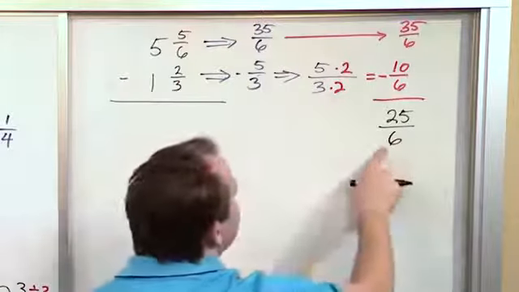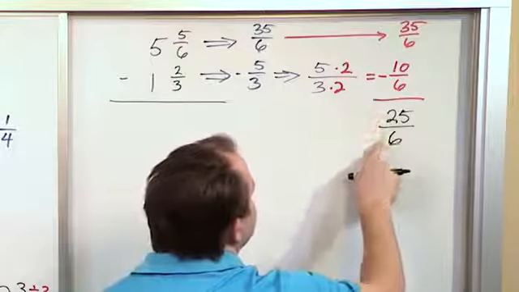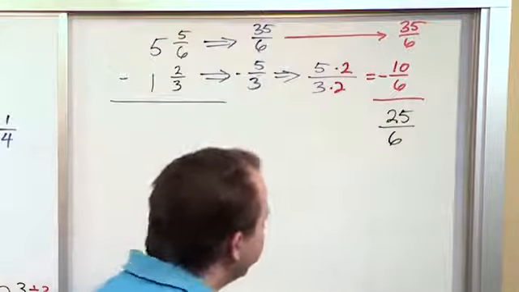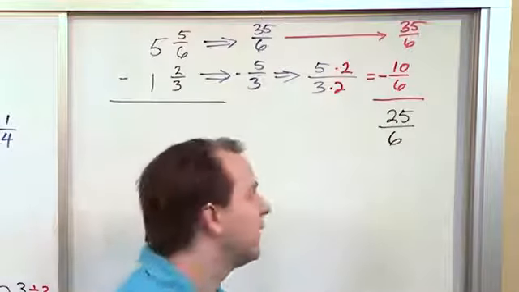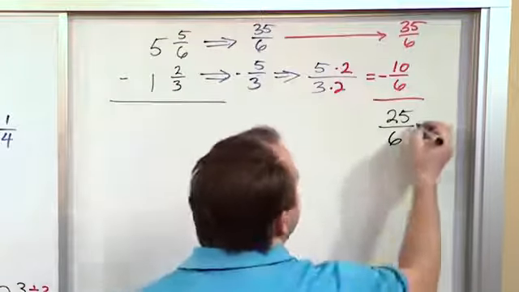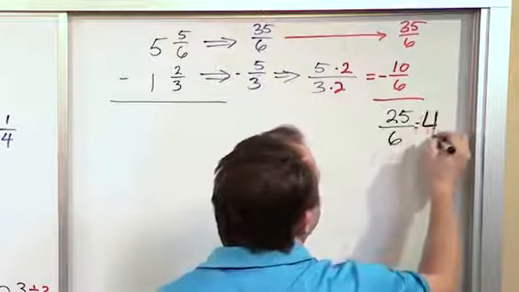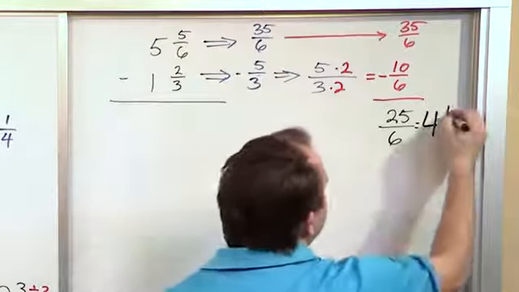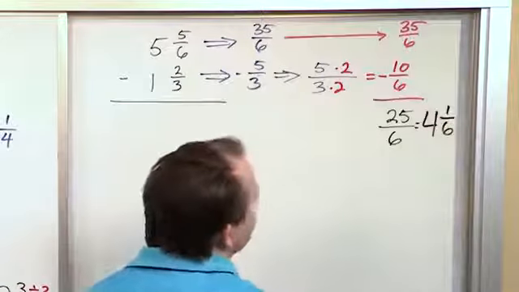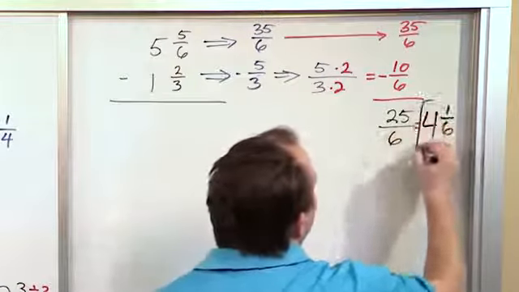How many times can 6 go into 25? Well, 6 times 2 is 12, 6 times 3 is 18, 6 times 4 is 24. So 6 times 4 is 24, so I'll put a 4 there. The difference between 24 and 25 is a remainder of 1, and I just write it over 6. That's the final answer, 4 1/6.